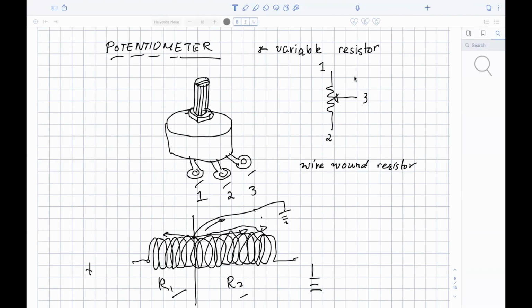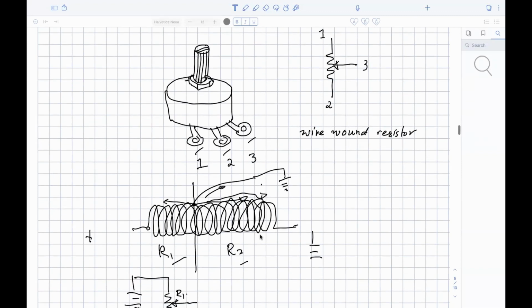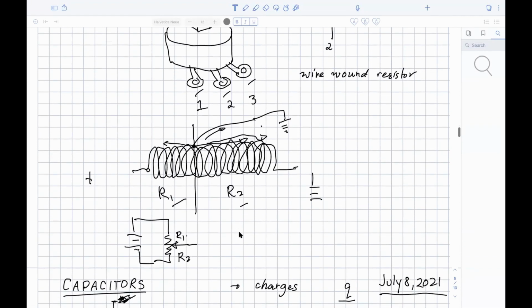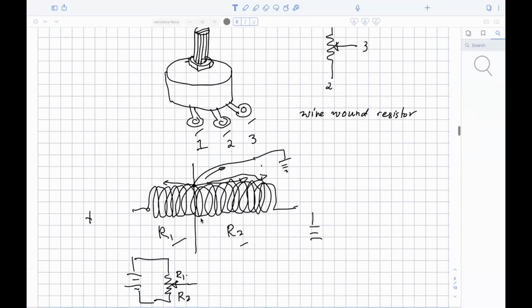And by adjusting the position of the knob, or rather rotating the knob, you're changing the ratio between R1 and R2. Because if the knob is here, the wire wound resistor is this long on this end, and this long on the other end. So essentially, this is R1, R2. By connecting a potentiometer to a voltage source, you can produce a simple voltage divider. Ta-da! And therefore, you can control V out using a potentiometer.